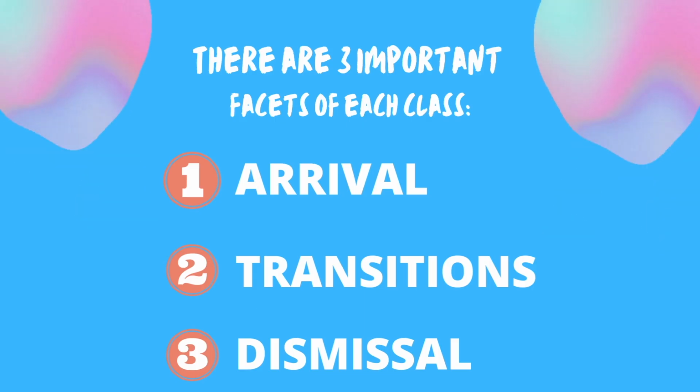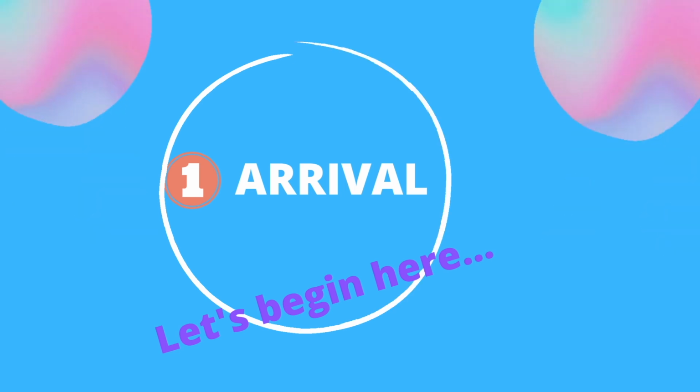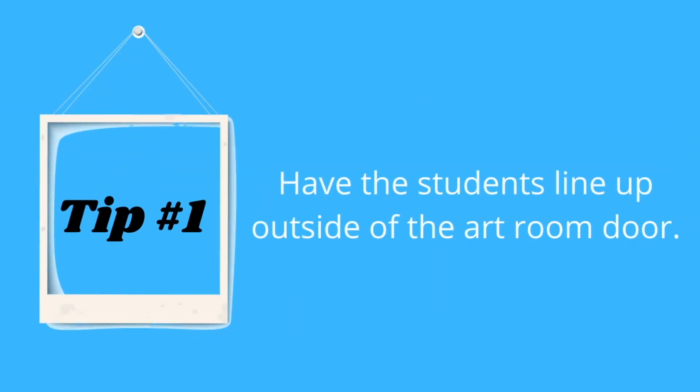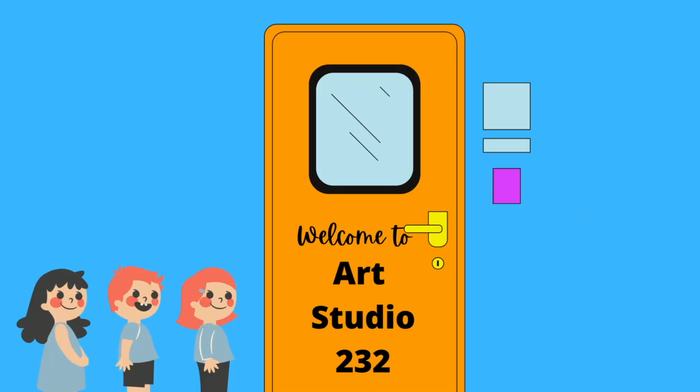There are 3 parts to each class: the arrival, transitions, and dismissal. Let's start with the arrival. Tip number 1 is to have the students line up outside of your art room door.